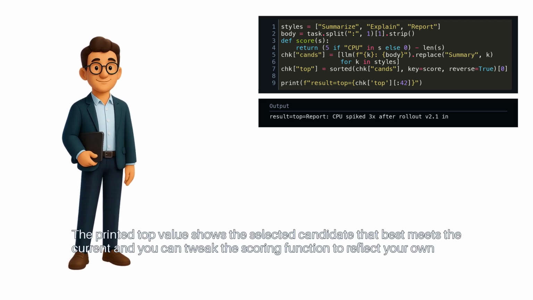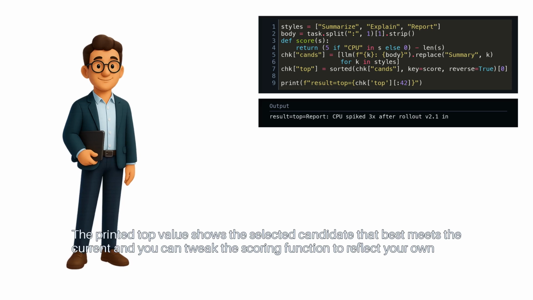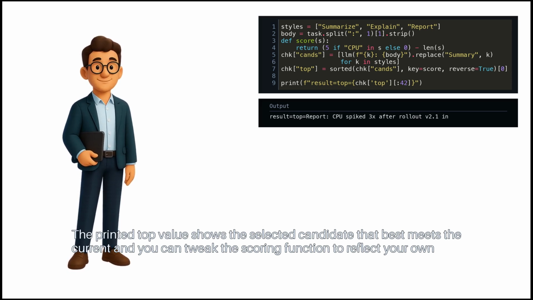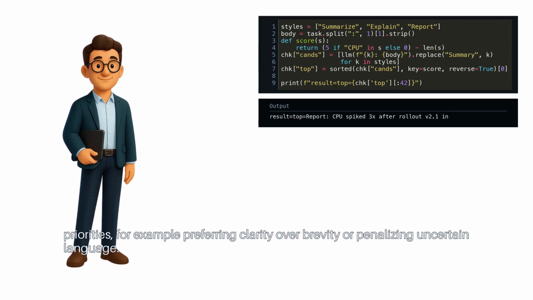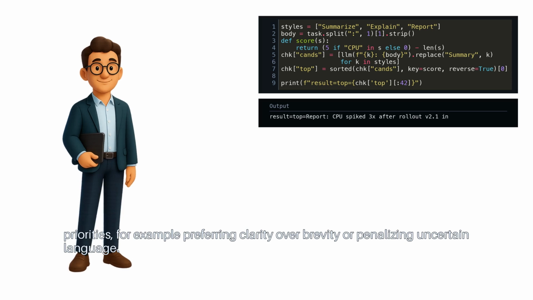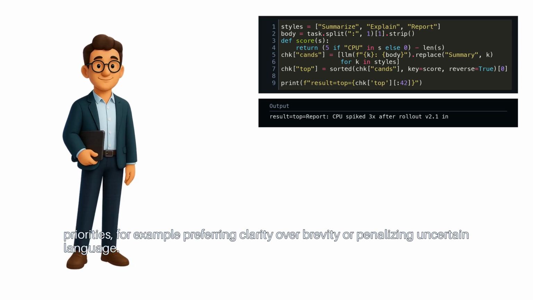The printed top value shows the selected candidate that best meets the current score, and you can tweak the scoring function to reflect your own priorities. For example, preferring clarity over brevity, or penalizing uncertain language.